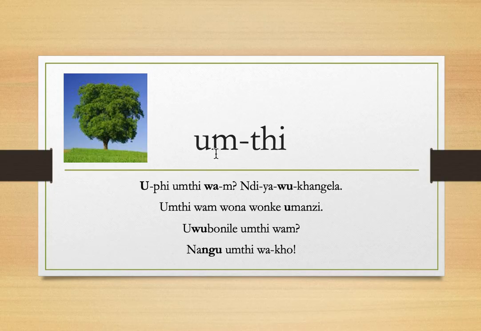Another noun class starts with u but doesn't refer to people. This includes words such as umti, a tree. Uphi umti wam? Where is my tree? Ndiyawukhangela. I am looking for it. Umti wona wonke umanzi. As for my tree, as for it, all of it is wet.